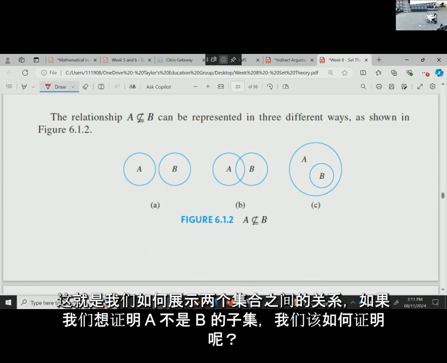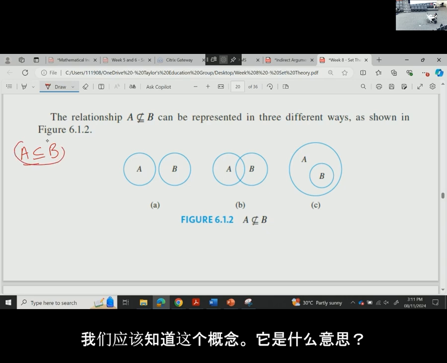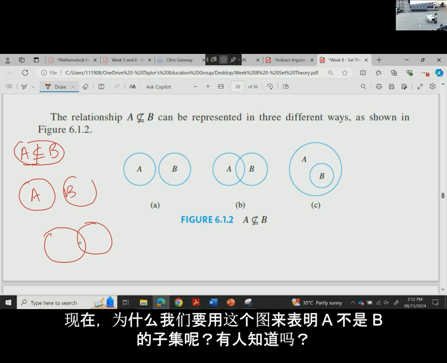And if we want to show that A is not a subset of B, how do we show that? We should know the concept. What does it mean? It means that either no elements in A and B are shared, which is represented with two separate circles, A and B, or we can also represent it with overlapping circles, like this one.